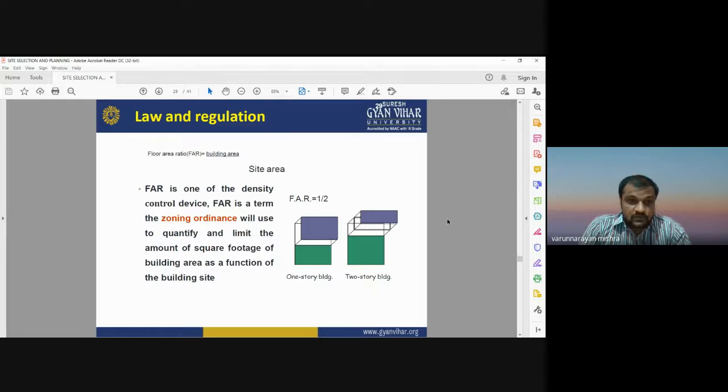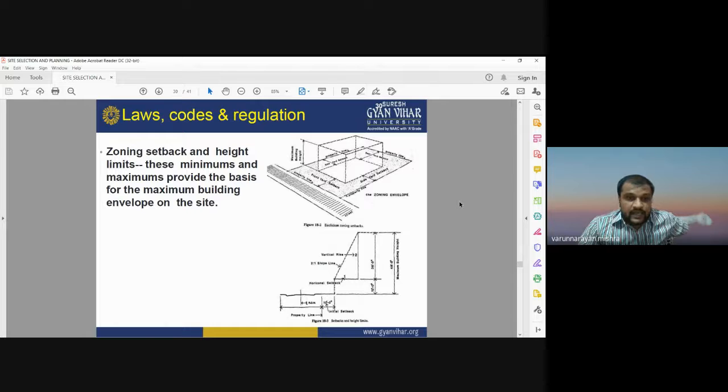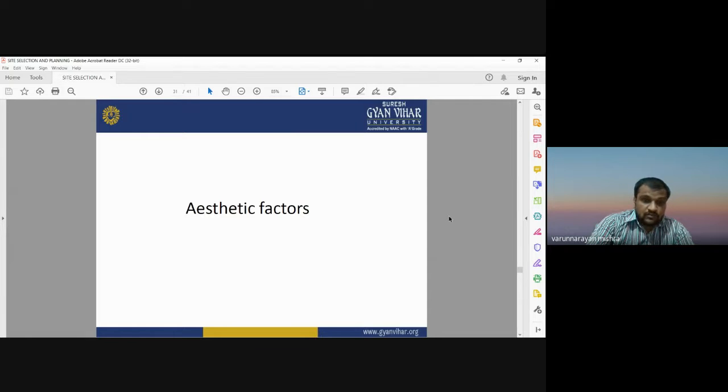FAR is the floor area ratio, one of the density control devices. It is a term used in zoning ordinances to quantify and limit the amount of square footage of a building as a function of the building site. So you should also check the law, rules and regulations. Then zoning, setback and height limits: what is the height limit of buildings in that study area? In some cities in India and the world, there is a limit on the height of buildings. So you should know the height limit, then you can plan accordingly. On this basis you can decide the number of floors you can construct in that building. Okay, aesthetic factors are also important.